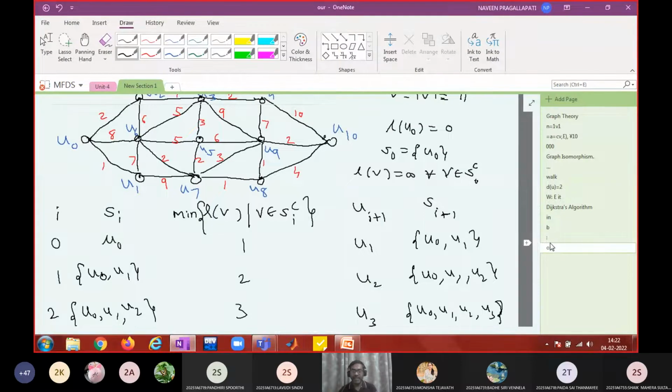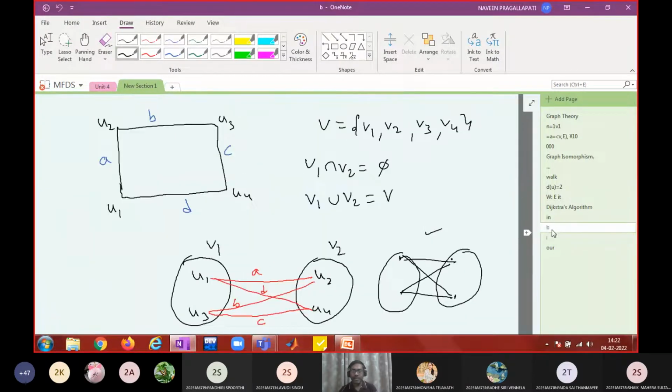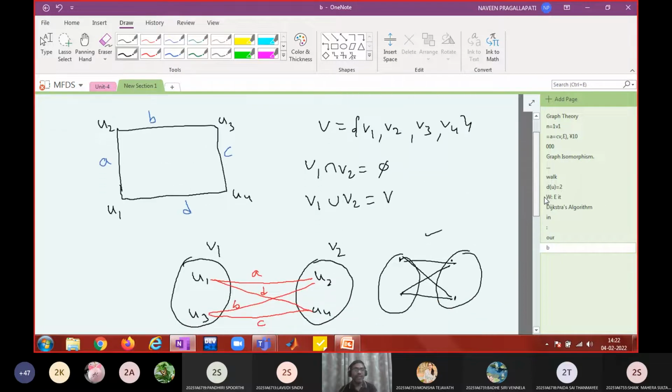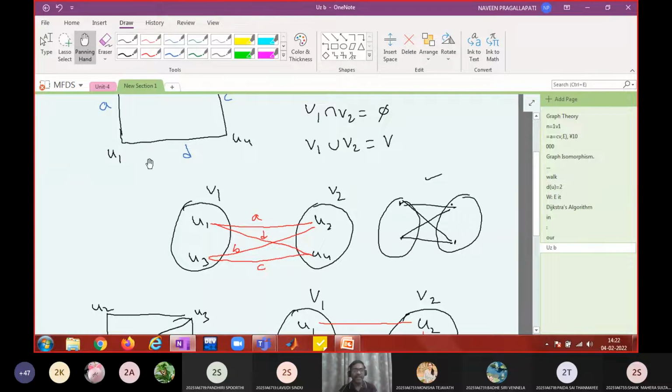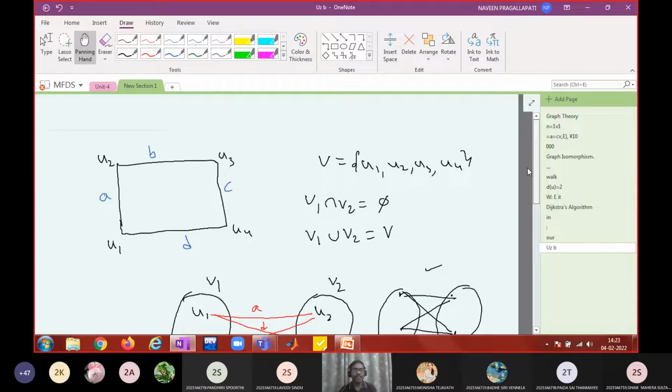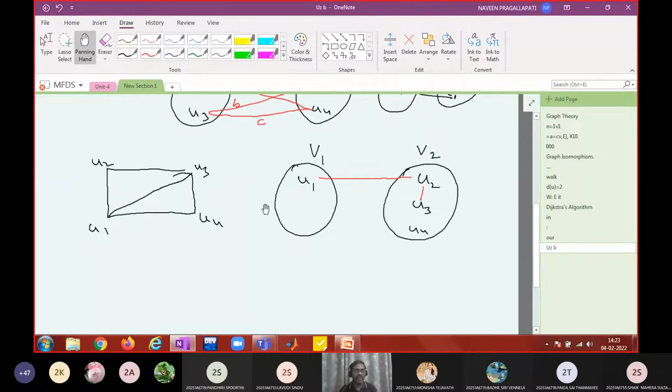We have seen some examples yesterday. We were able to identify this graph as a bipartite graph because I can make the partition of this vertex set into two sets such that no two vertices are adjacent in the respective sets, and therefore it is a bipartite graph.